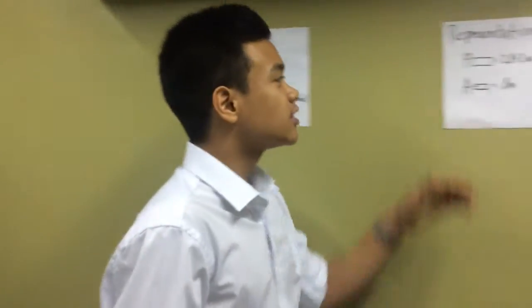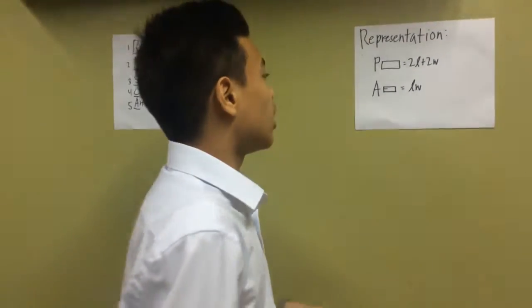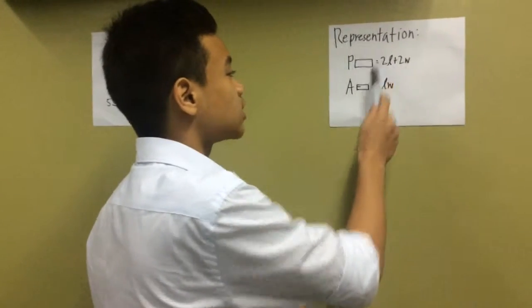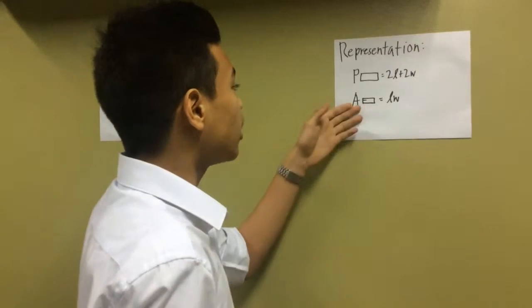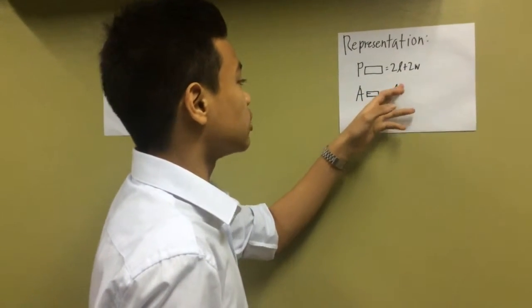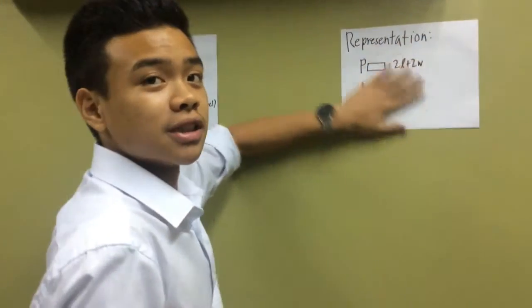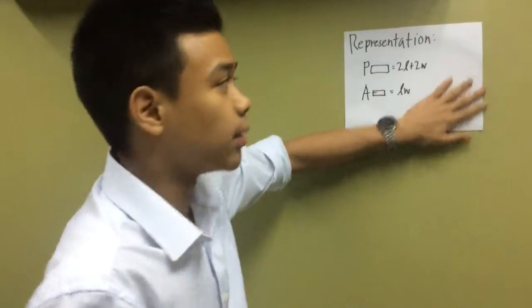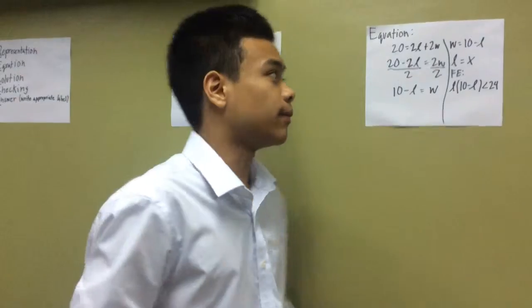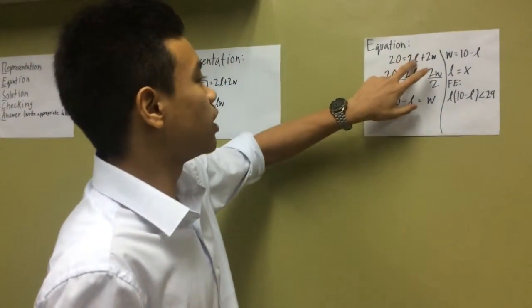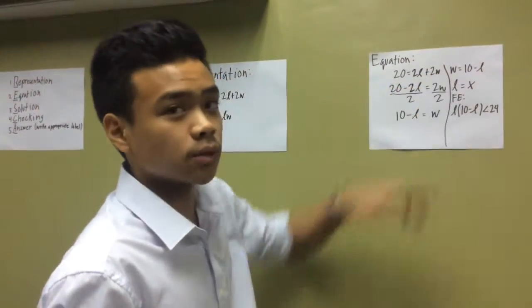Let's move on. In representation, the perimeter of the rectangle equals 2 times length plus 2 times width, and the area of the rectangle is equal to length times width. That is your representation. You have to make a representation of the problem. Next, equation. You have to get an equation for the problem.